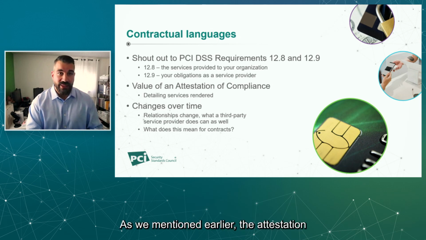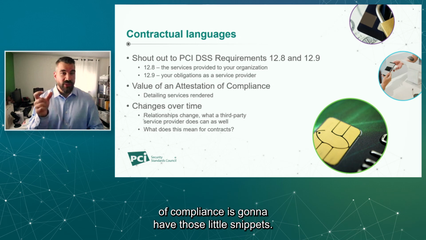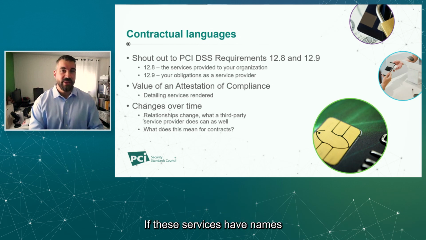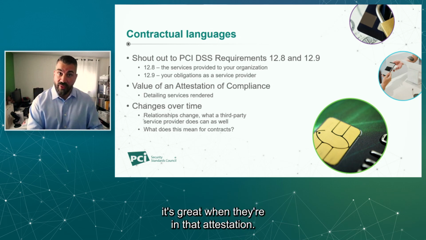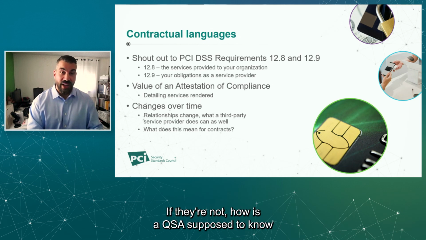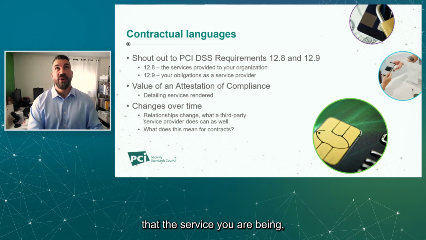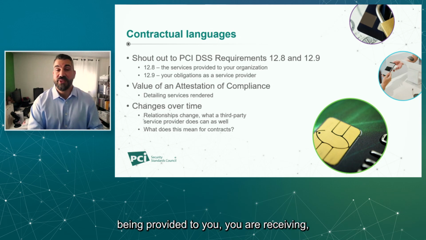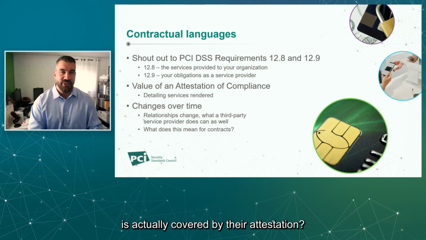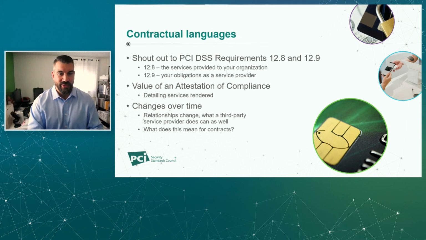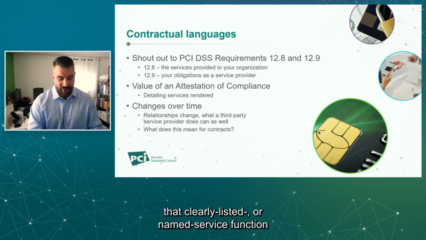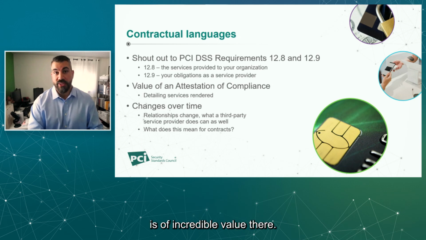As we mentioned earlier, the attestation of compliance is going to have those little snippets. If these services have names, it's great when they're in that attestation. If they're not, how is a QSA supposed to know that the service you are receiving is actually covered by their attestation? It's not always the case. So that clearly listed or named service function is of incredible value there.